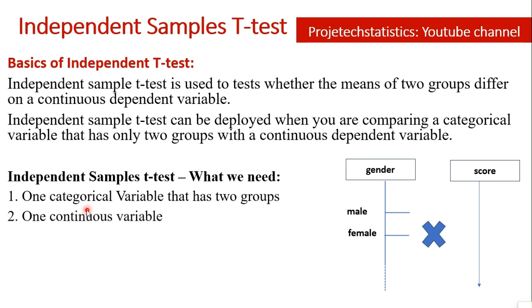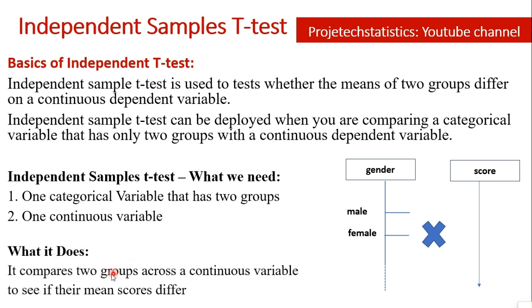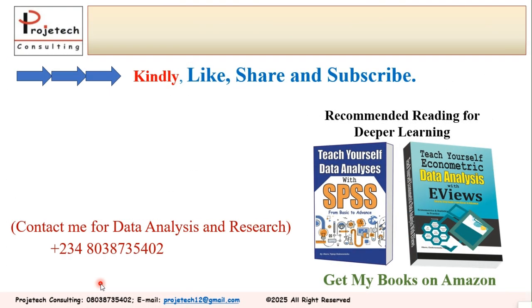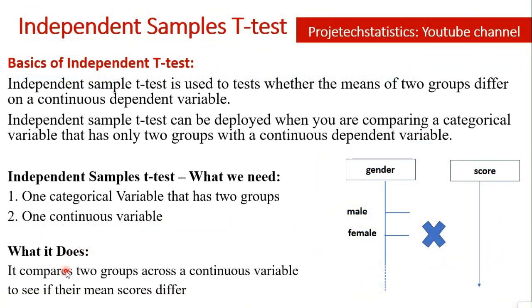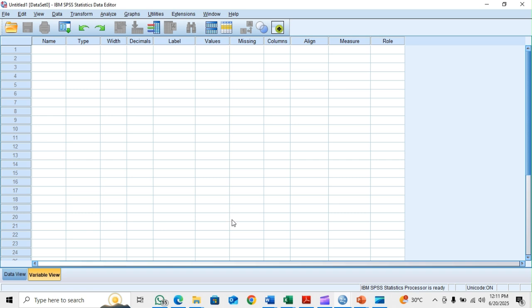So in independent sample t-test, you need a categorical variable that has two groups only and a continuous variable. And what it does for you, it compares two groups across a continuous variable to see if their mean score differ. So I'm going to take you to SPSS right now. Now I'm in SPSS. As you can see, I have my variable view.